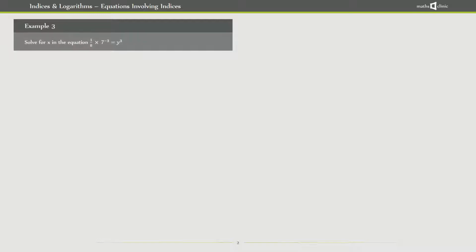So example 3. Example 3 says solve for y in the equation 1 over (8 times 7) to the power of minus 3 equals y to the power of 3. Now there's something special about this equation, because this equation has the variable y. In the two examples we've worked, we had our variable as an index, but in this case y is a base number. We're going to take a slightly different approach to solving this. It's actually really similar, just a small difference, because this time we're looking for y, and y is a base number, not an index. So let's jump right into it.